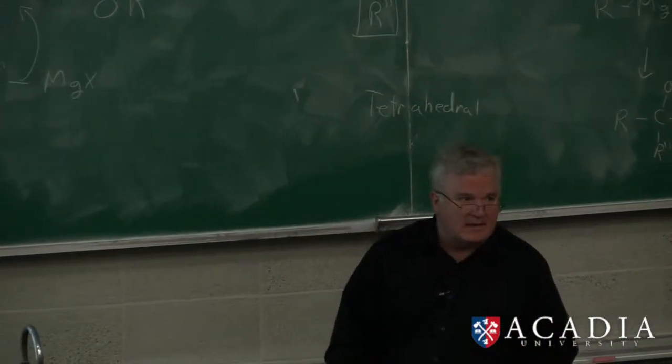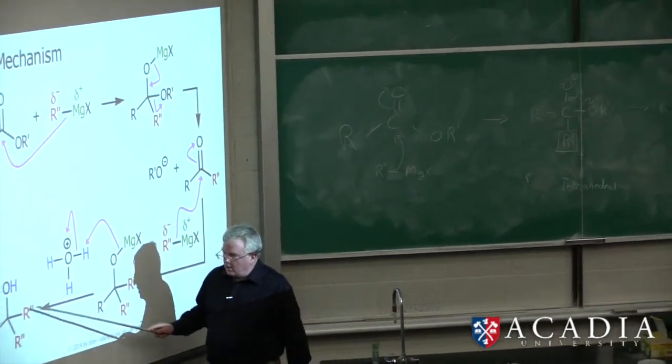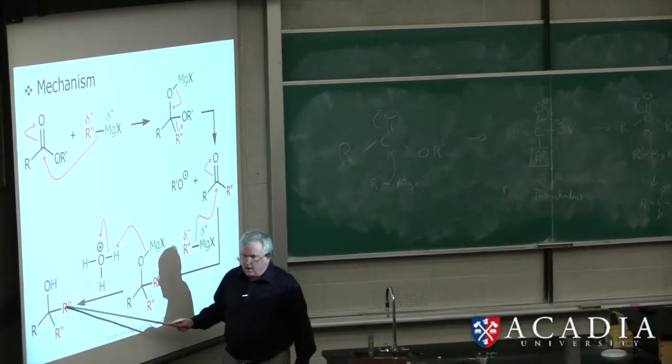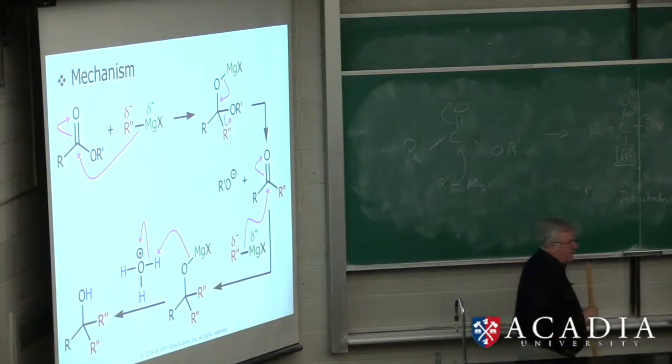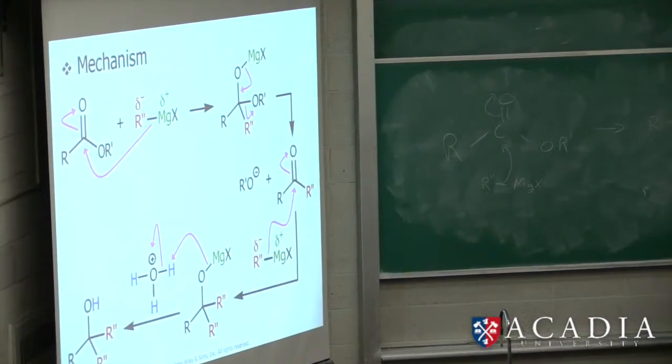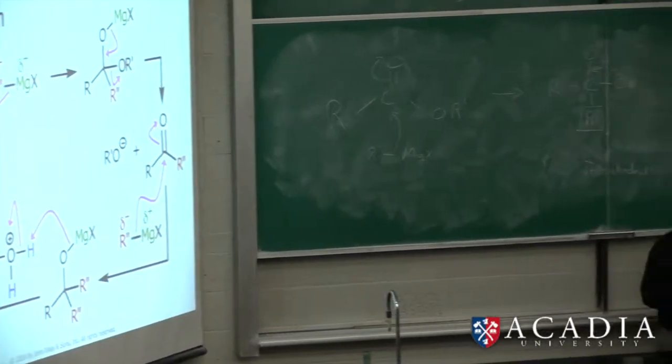This is the exact same mechanism I just did. And notice now we have a tertiary alcohol with 2 of the R double prime groups located on it, okay? So it is a convenient way to make a tertiary alcohol, so long as you want 2 of the R groups to be the same, is to start from an ester.